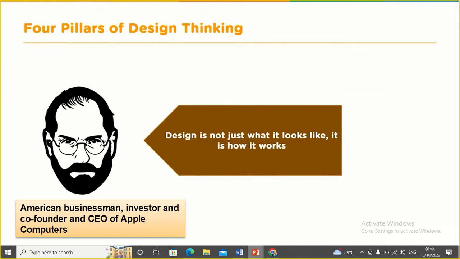So of course, when every successful company is adopting design thinking, there is no doubt that Apple Computers also adopted design thinking and the innovation process. That's why it has become a big brand and well known to the world.